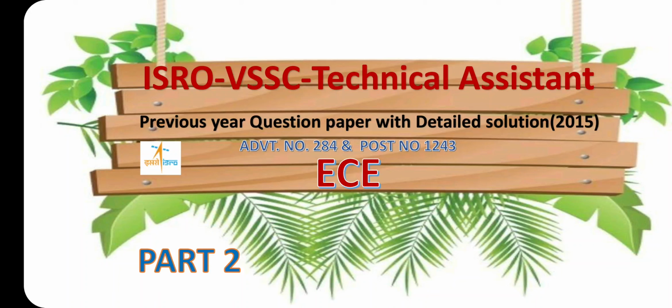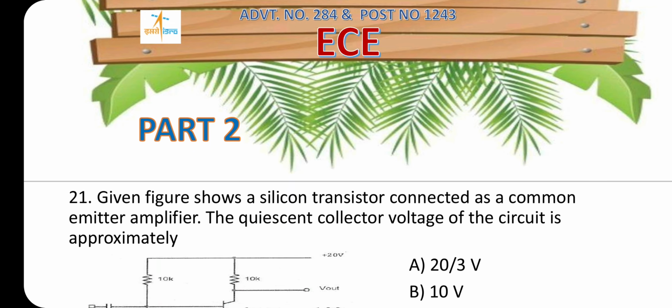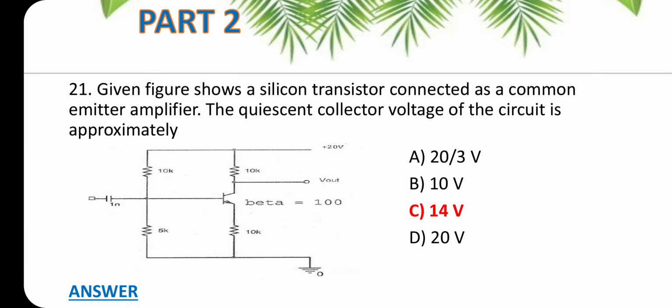The second part of the ISRO-VSSC Technical Assistant Electronics and Communication Engineering previous year question paper with a detailed solution. The exam was held in 2015. Advertisement number 284 and post number 1243. Up to question number 20 we discussed in the last video.